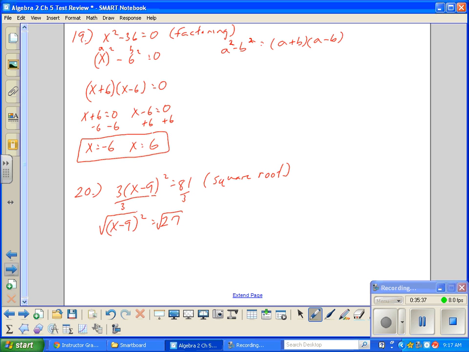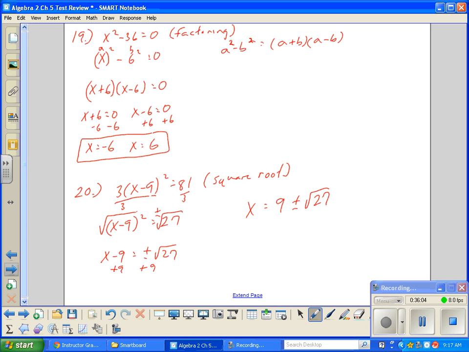And when we insert a square root to solve, we have to put in plus or minus. So that leaves us now with x minus 9 equals plus or minus the square root of 27. And then we can move the 9 over by adding it to both sides. So now we have x equals 9 plus or minus the square root of 27.